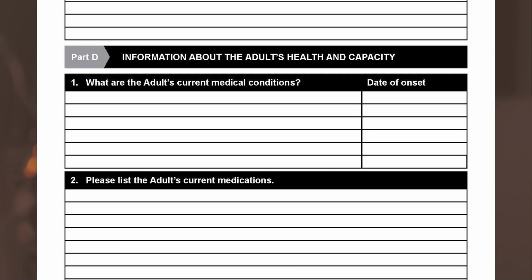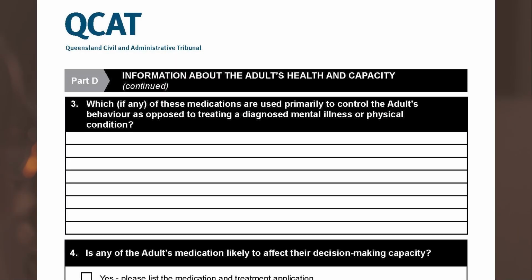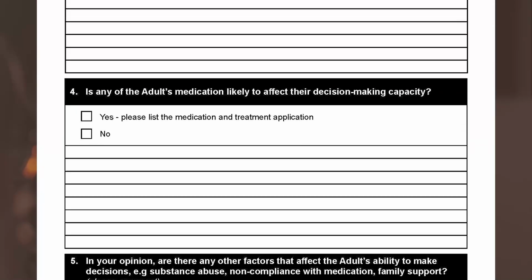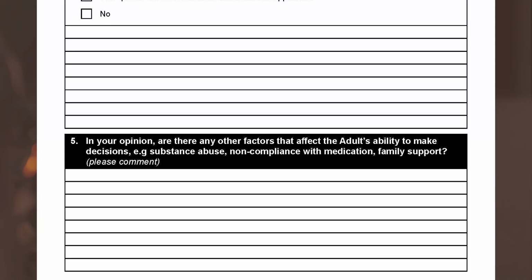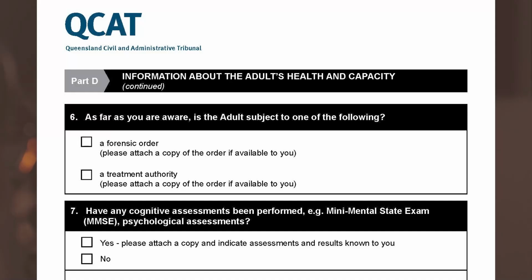Medical conditions and medications, unremarkable, and whether any of those medications may have an impact on the person's behaviour or decision-making ability, also unremarkable. And you're asked for your opinion in relation to other factors that may impact besides their medical condition, such as family support or lack of support, non-compliance, those types of factors you may wish to reflect on there.